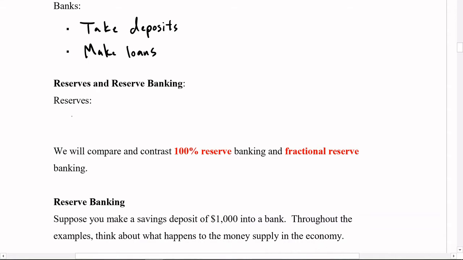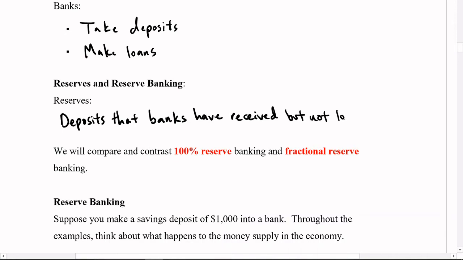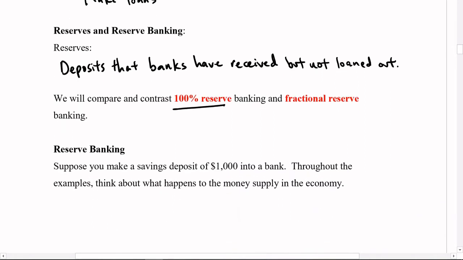But what we've got here are deposits that banks have received but not loaned out. Okay, so cash in the vault. Basically, think of reserves as cash in the vault. And we'll look at two systems here, 100% reserve banking and fractional reserve banking. This is not common, but fractional reserve banking is common throughout the world in general.